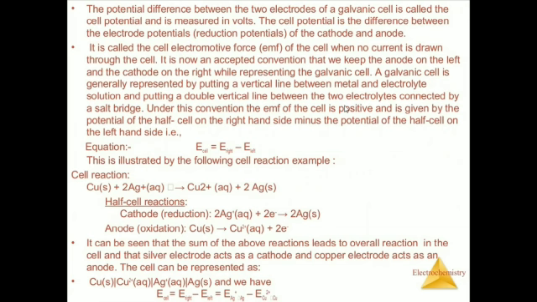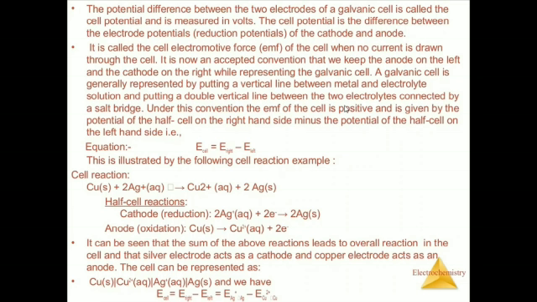The potential difference between the two electrodes of a galvanic cell is called the cell potential and is measured in volts. The cell potential is the difference between the electrode potentials of the cathode and anode. It is called the electromotive force of the cell when no current is drawn through the cell. It is now an accepted convention that we keep the anode on the left and the cathode on the right while representing the galvanic cell.